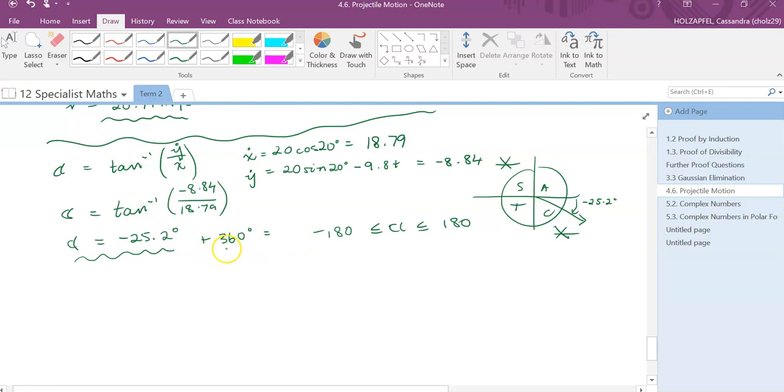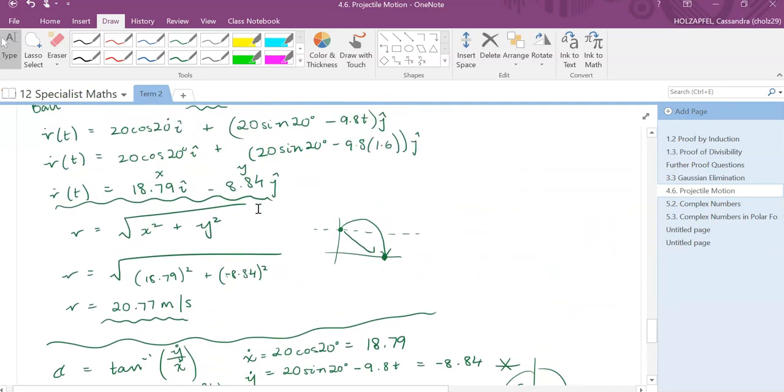So I think 360 take away 25. Well, 360 take away 20 is going to be 340. Take away 5 is going to be 335, so that's going to be 334.8 degrees. So again, it's not necessary, but just so that you can see that if I was going around that way, it'd be 334.8 degrees going around in the opposite direction. Okay, so that is how we find the angle, and that is how we find the final velocity.